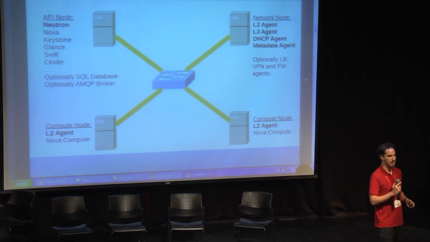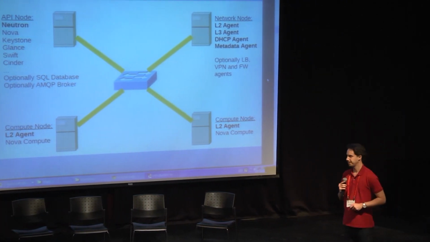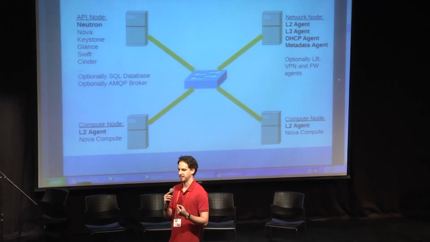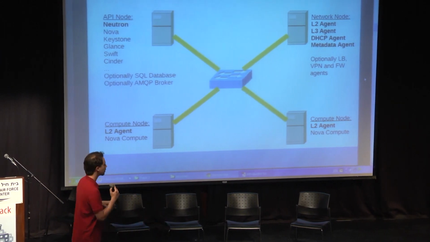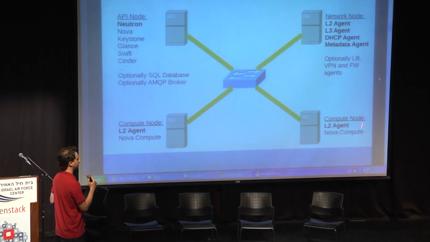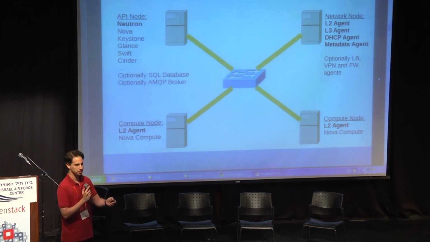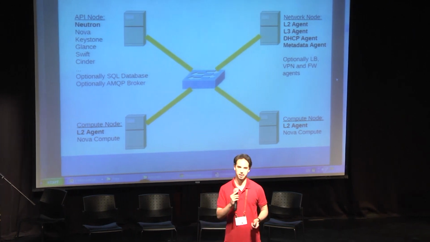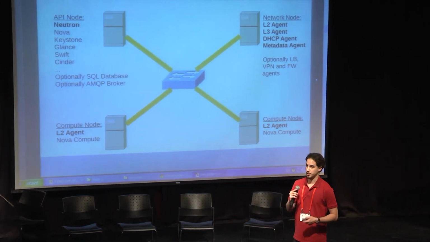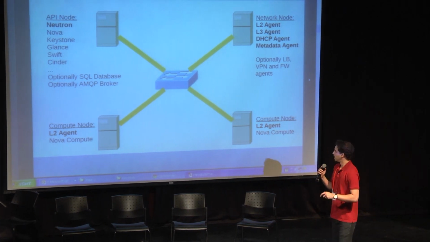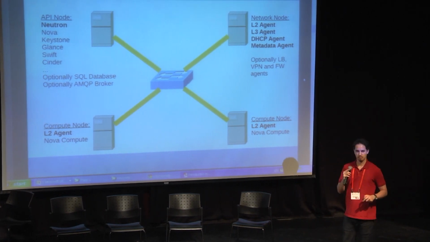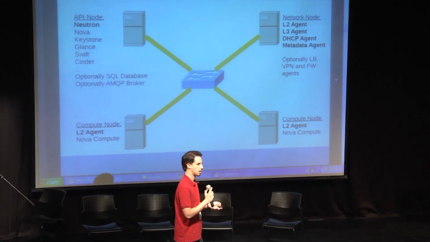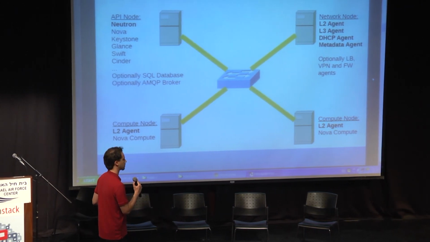So a layer 2 agent is placed on every compute node, as well as the network node. The layer 2 agent actually provides layer 2 connectivity or wiring. So whenever a VM is scheduled on this node, it goes up. Nova basically calls out to Neutron, goes, Neutron, please create a port on some network, which was pre-specified. That's received by the Neutron API node, persisted to the database, sends a notification to the layer 2 agent, to the correct layer 2 agent, which then goes, oh, okay.